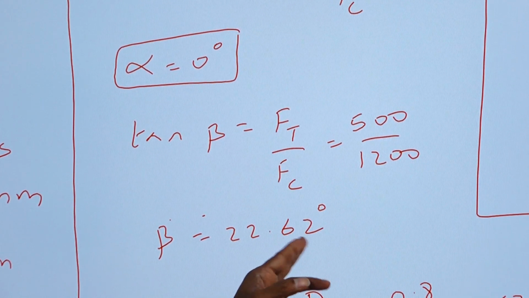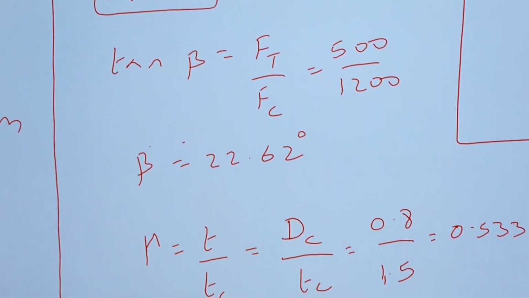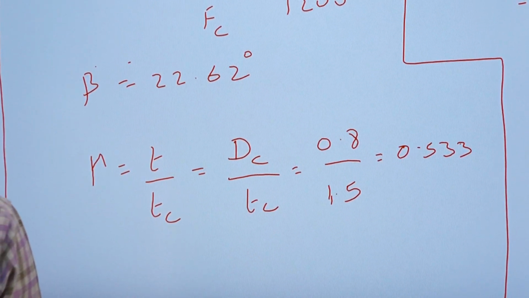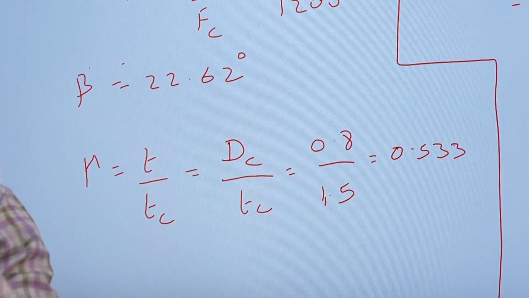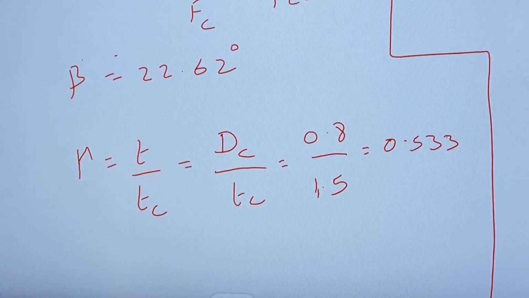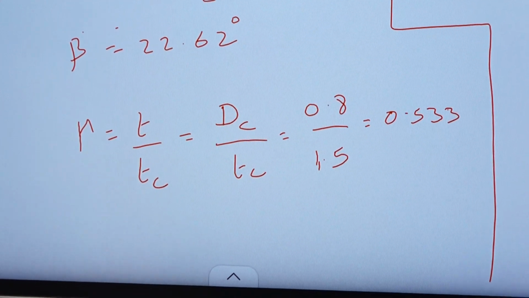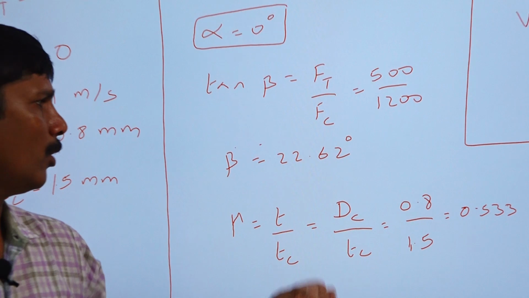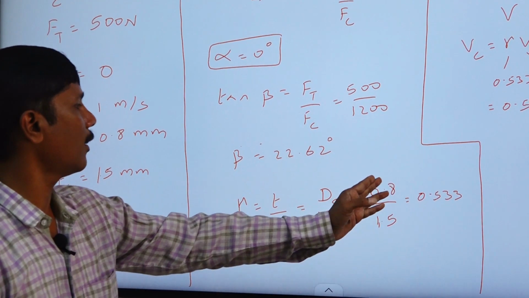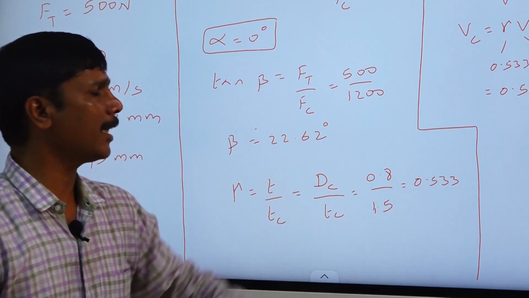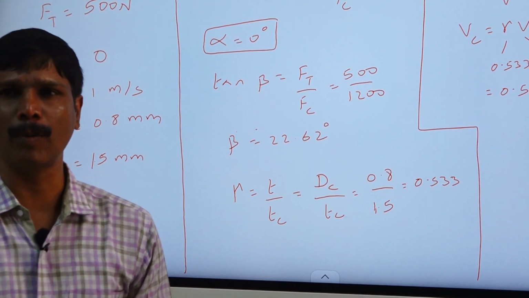Next we are going to find out the chip thickness ratio. Chip thickness ratio is the ratio of uncut chip thickness to the chip thickness. Here chip thickness is given in the problem, but uncut chip thickness is not given. Instead, they provide the depth of cut value. So, we can take depth of cut as uncut chip thickness, that is 0.8 by 1.5. We get chip thickness ratio as 0.533.